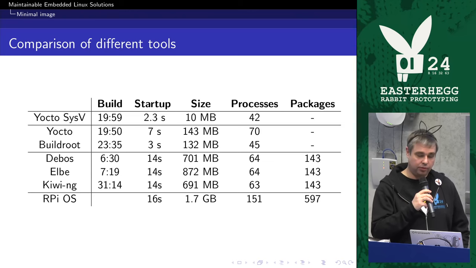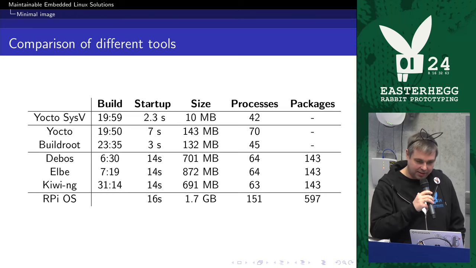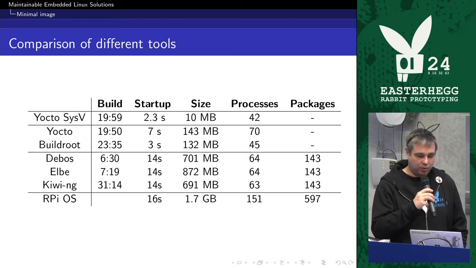Then for the size of the image, what you can see is, if you really build an image for embedded, optimizing for embedded and using, for example, sysvinit instead of systemd, you get a much, much smaller image with 10 megabytes compared to a few hundred megabytes of the other images. But this comes with burdens that you need to take care of. You need to spend much more effort on the maintenance in the end. So it's just for comparison here.